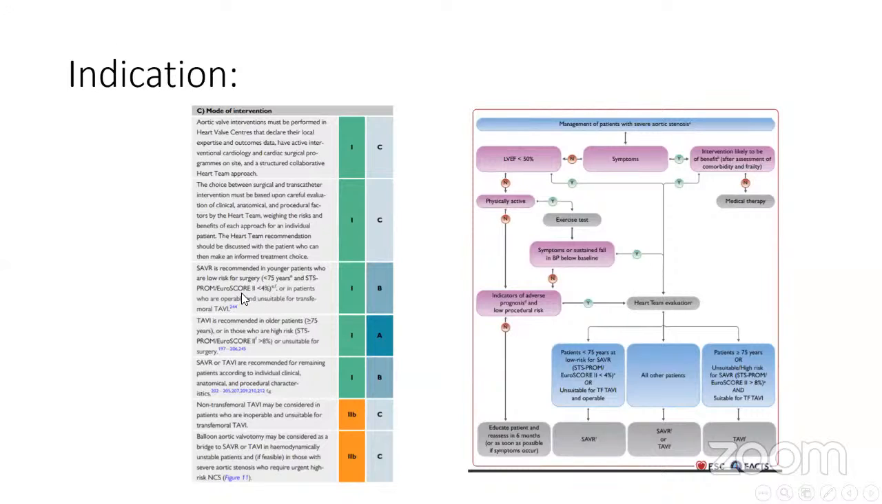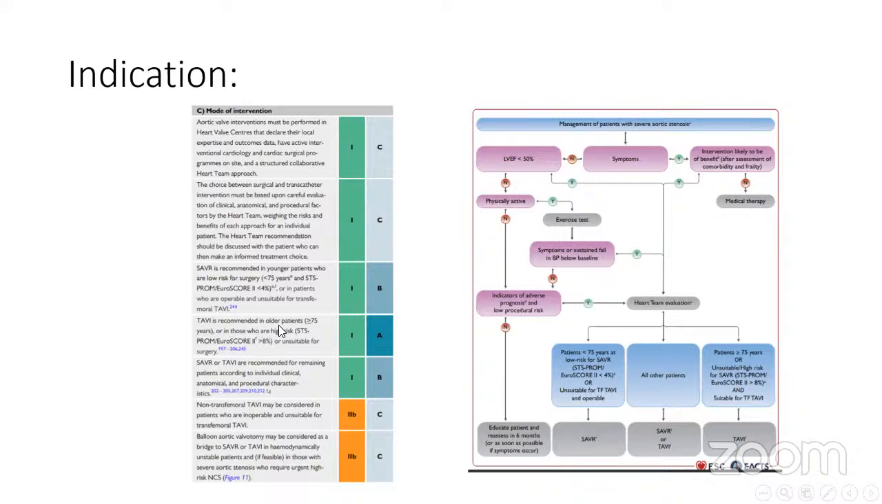Low risk, that means EuroSCORE less than 4, and who are operable and unsuitable for transfemoral TAVI. TAVI is a class 1 recommendation with level of evidence B.